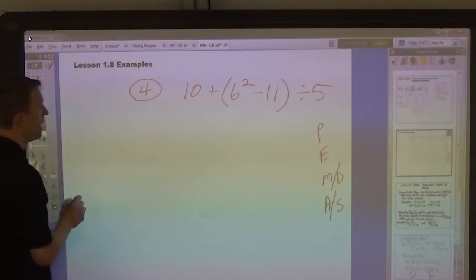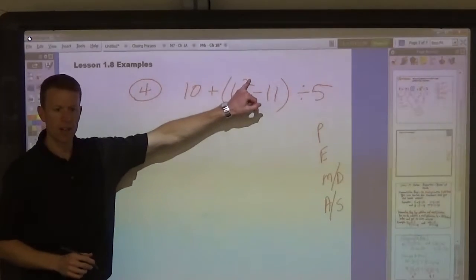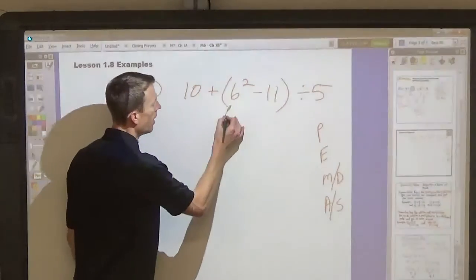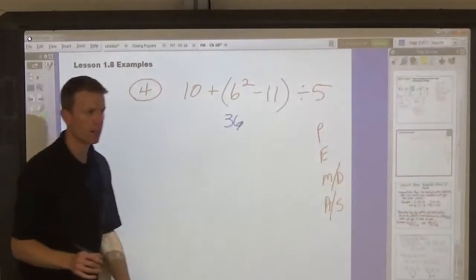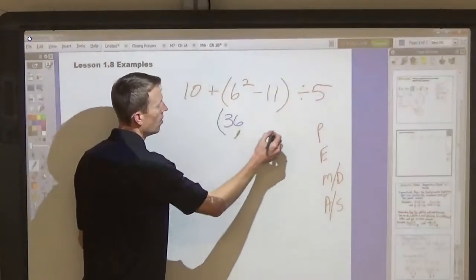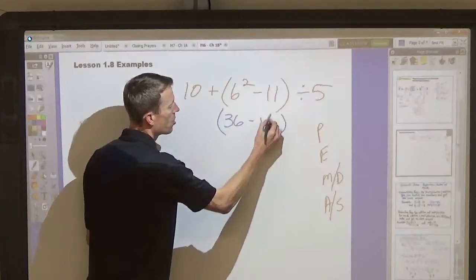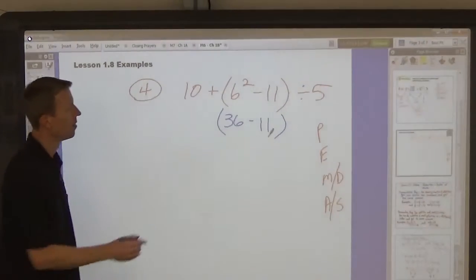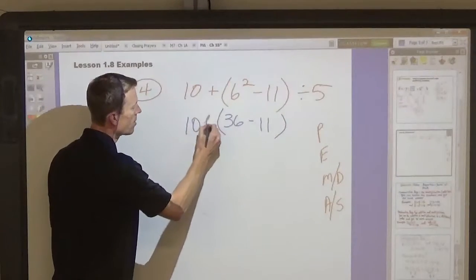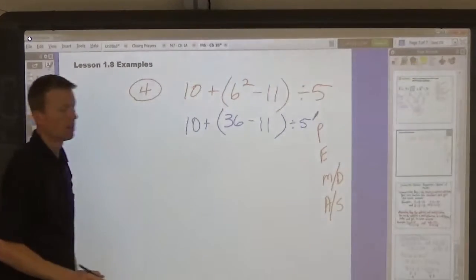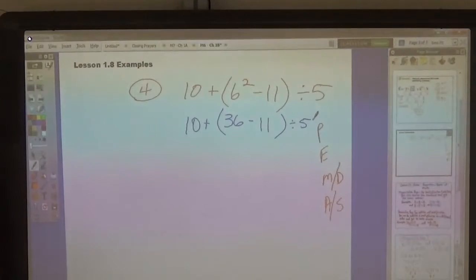So let's go back to our answer. 6 squared equals what, class? 36. 36. So check your answer for that. Then we have to finish simplifying inside the parentheses before going outside the parentheses. So what should we do next? Tate?